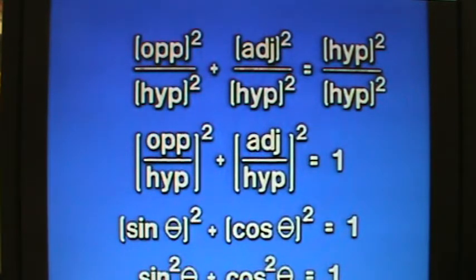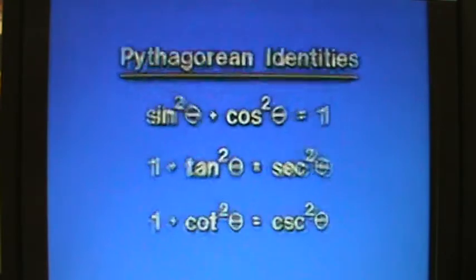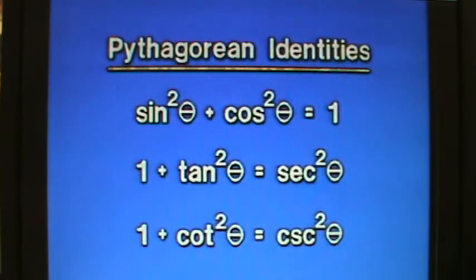Now, all of this verification was brought on by dividing through the top relationship by hypotenuse squared. If we had divided through by adjacent squared or opposite squared, we would have verified one of the other Pythagorean identities.